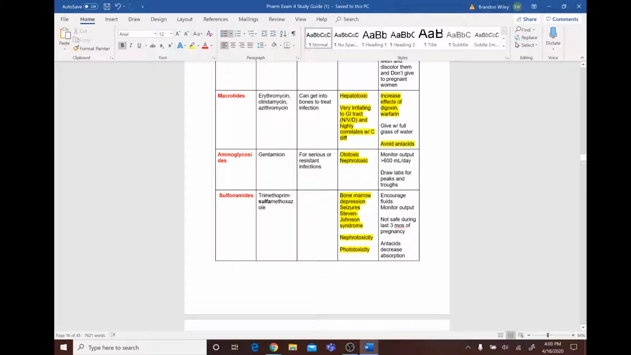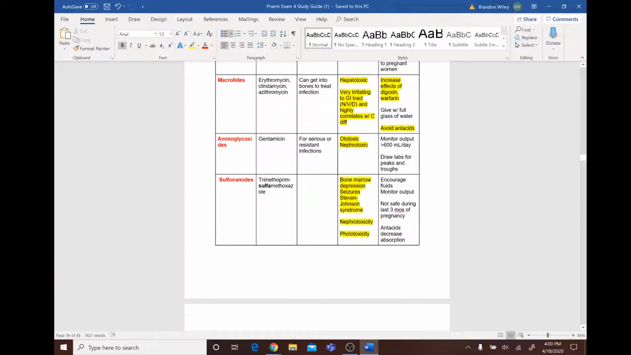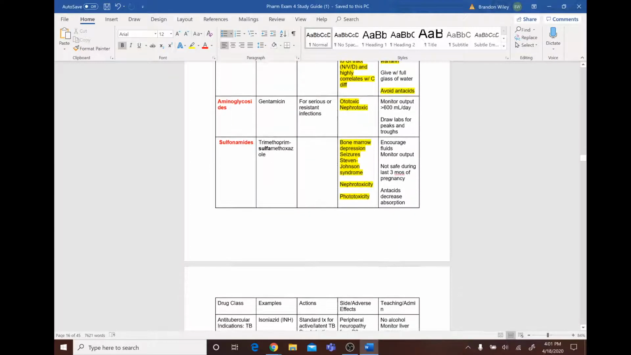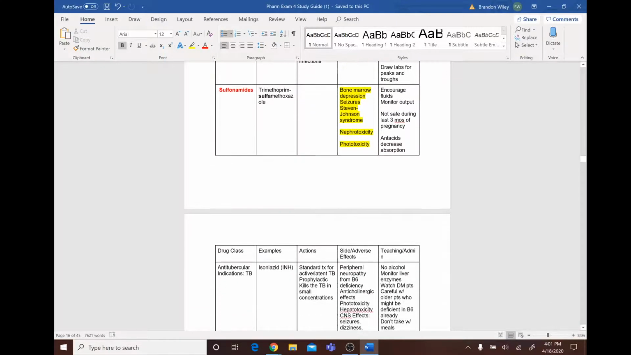What are the side effects of aminoglycosides? Ototoxicity and nephrotoxicity. What are the side effects of sulfonamides? Bone marrow depression, seizures, Stevens-Johnson syndrome, nephrotoxicity, and phototoxicity.